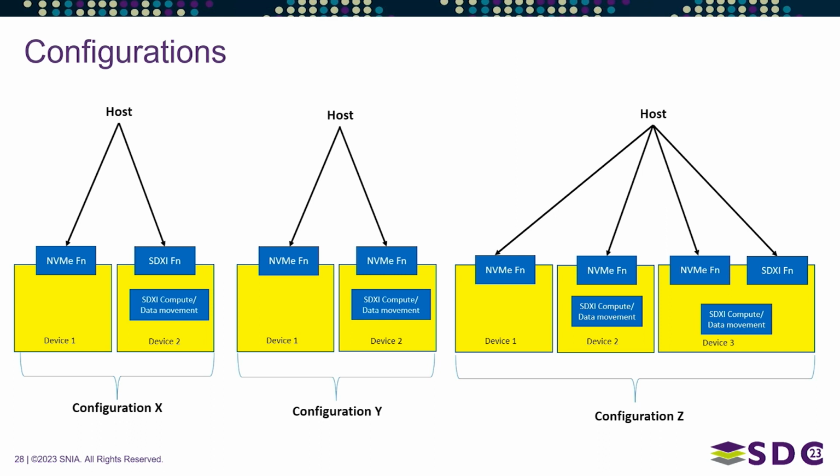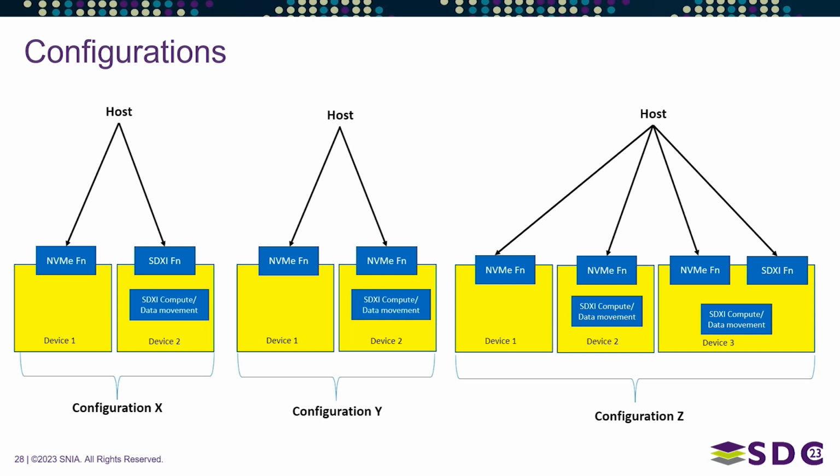For configuration Y, both device 1 and device 2 have NVMe interfaces. So this would be like the type A device shown, where the SDXI would be transparent. So you'd issue an NVMe command, and through that command, the hardware would interpret it and say, oh, we need to perform an SDXI type operation in order to satisfy whatever that NVMe command requested.